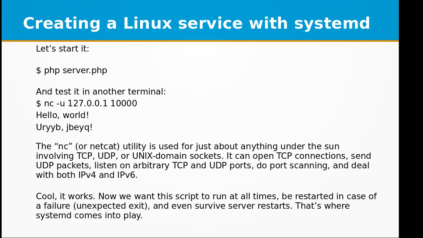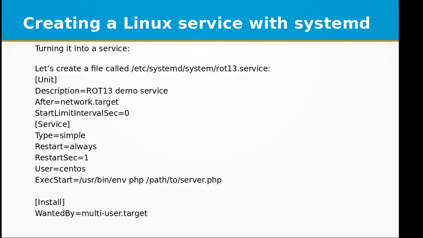The nc or netcat utility we used above is for just about anything under the sun involving TCP, UDP or Unix domain sockets. It can open TCP connections, send UDP packets, listen on arbitrary TCP and UDP ports, do port scanning and deal with both IPv4 and IPv6 protocols. Cool, it works. Now we want the script to run at all times, be restarted in case of failure, that is unexpected exit, and even survive server restarts. That's where systemd comes into play.